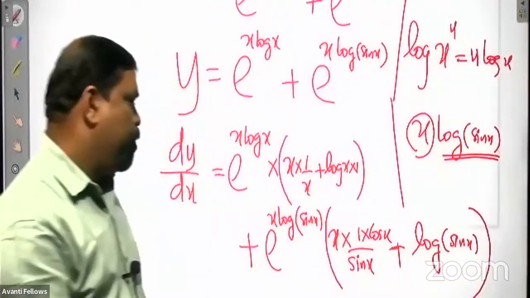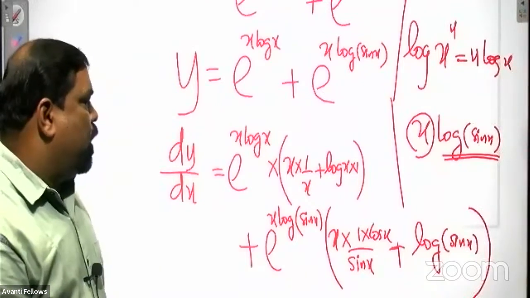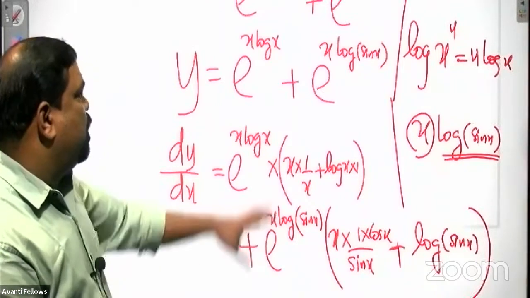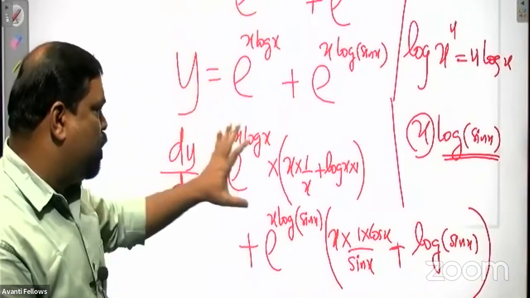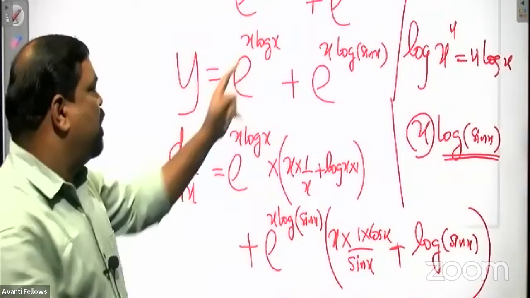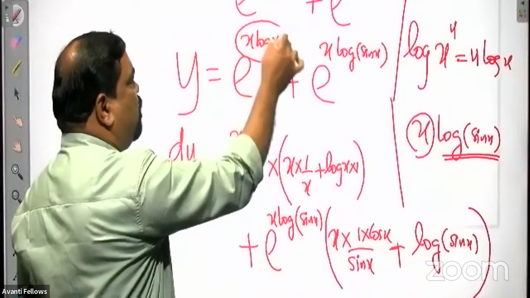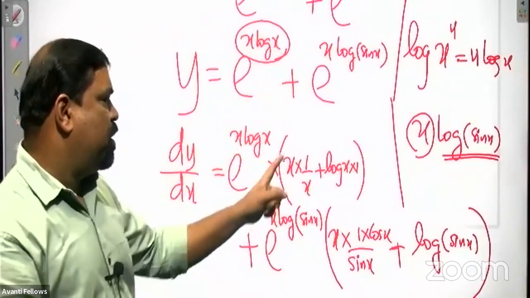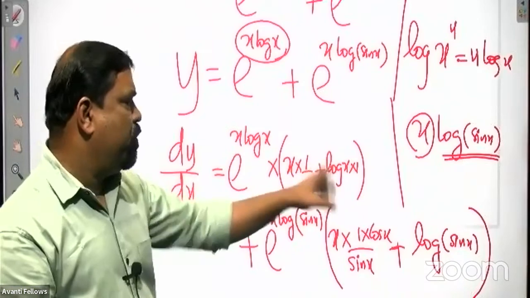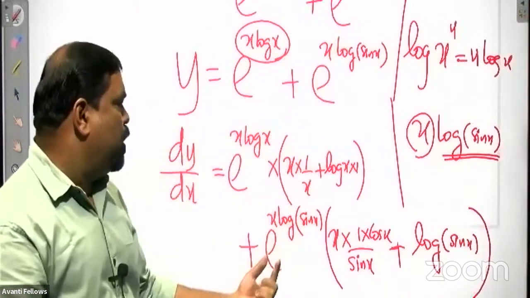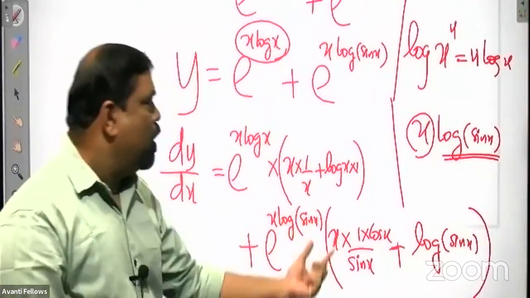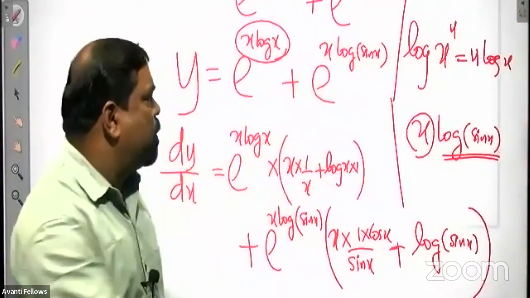Product rule. Okay. Clear? So the derivative of e raised to x log x means e raised to x log x into the derivative of x log x, which needs the product rule: x into 1 by x plus log x into 1. Plus the second term, again, e raised to x log sin x into the derivative of x log sin x.